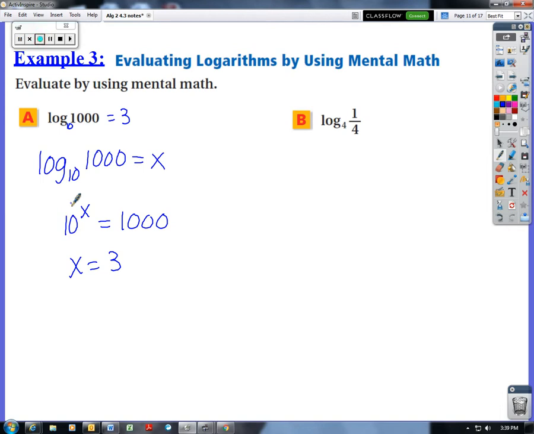Okay, this one's a little harder to do. We'll go and do it the same way I did the other one. Make it equal to x. So let's write it as an exponential. The base is 4, the exponent is x, and it equals 1/4.